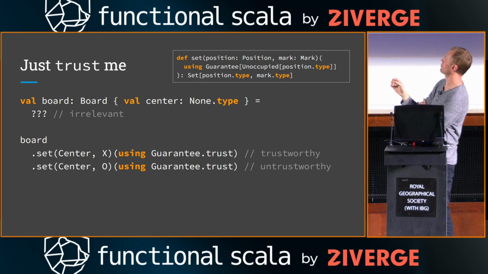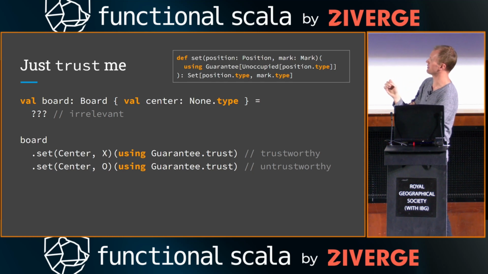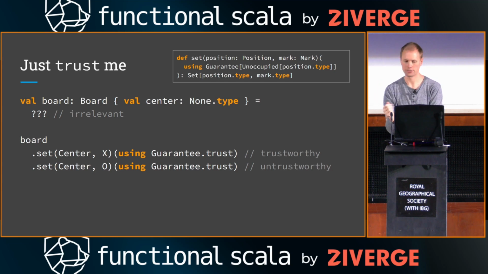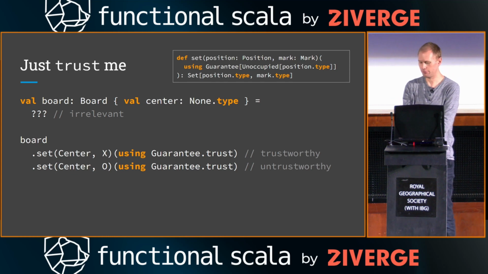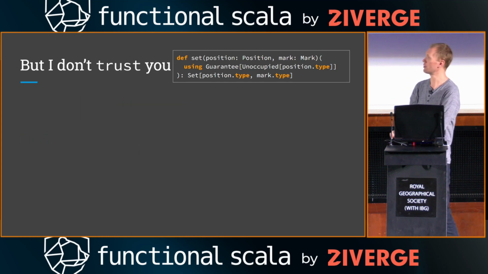But the problem is we can also be untrustworthy by setting the center to O immediately after that. And this will compile. So, I mean, we can get a guarantee through trust, but we might be lying. So the problem is that I don't trust you, though. That's the problem. So trust isn't good enough.